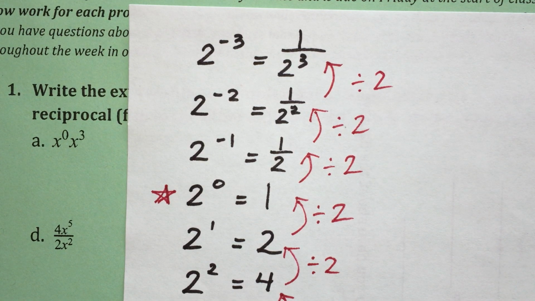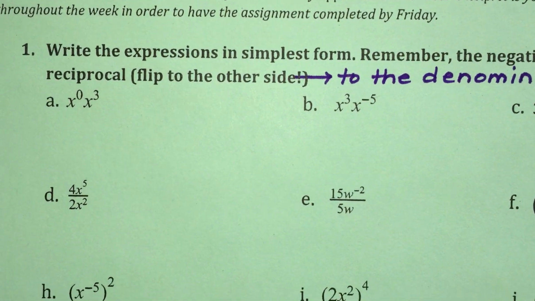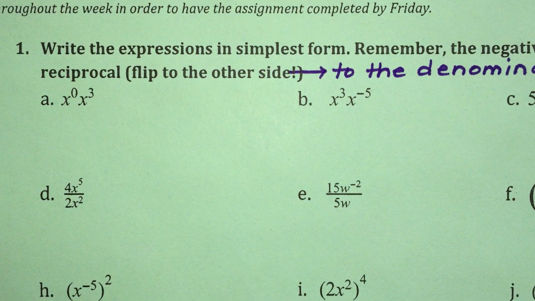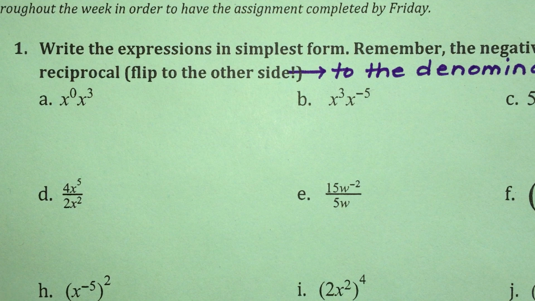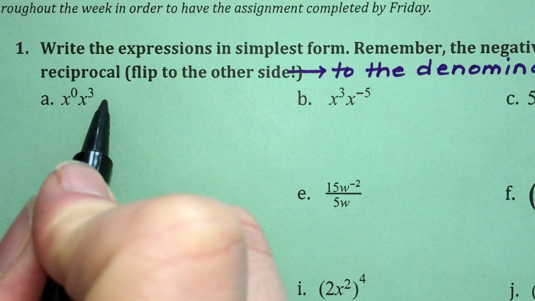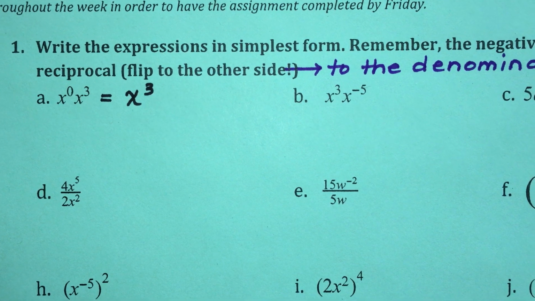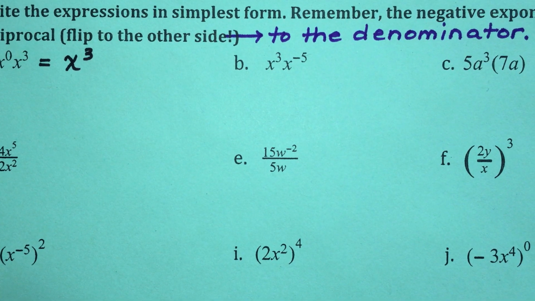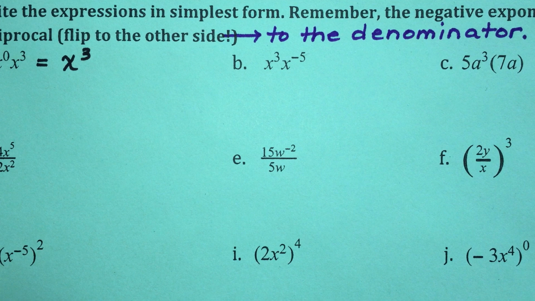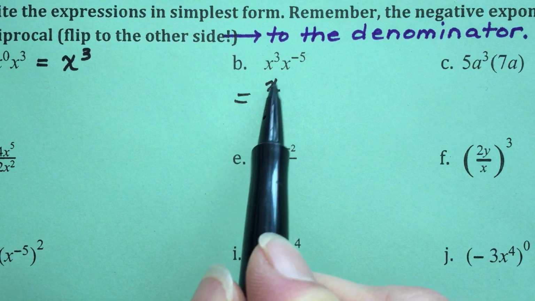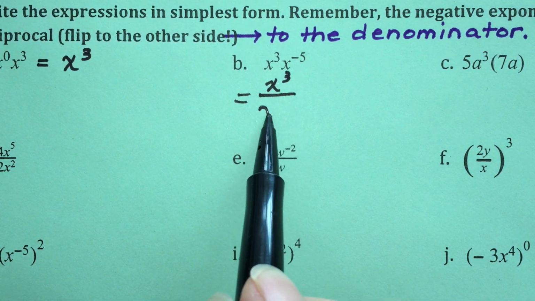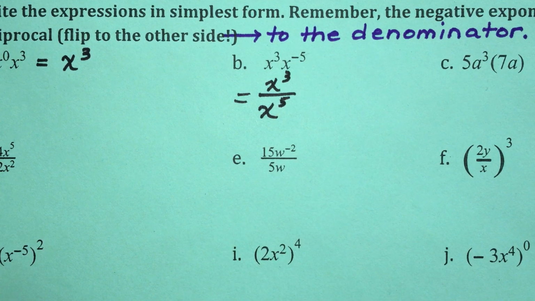We need to know zero exponent and negative exponents. So for example, number 1, we have x to the 0 power. That would just be 1. And x to the third, we can't simplify any further. So this is really 1 times x to the third, or just x to the third. In part B, we have x to the third times x to the negative fifth. That negative exponent will take x to the fifth to the denominator. So we have x to the third remains on top. The one with a negative exponent goes to the denominator.